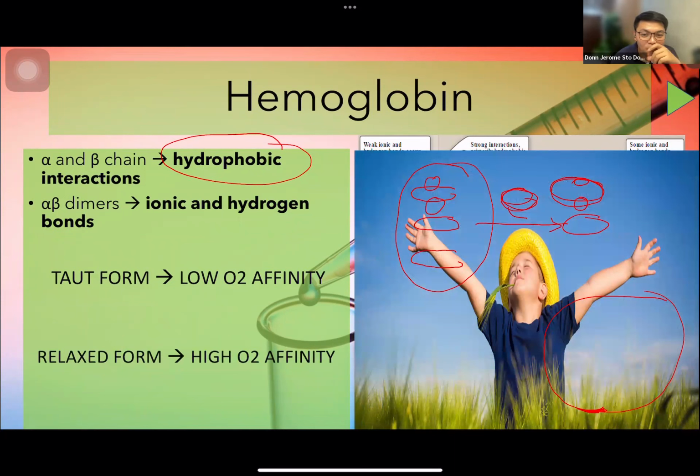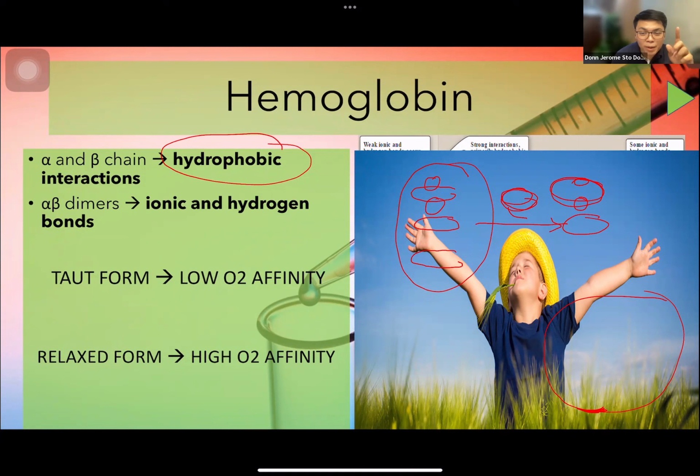So in short, the more polar bonds, the more ionic bonds you have, the more restricted your hemoglobin, the lower its affinity to oxygen. What's the form that will predominate? The taut form or the T form. The fewer polar bonds because of oxygen binding, the more movement your hemoglobin can do. So the relaxed form or the R form, the high oxygen affinity form, will predominate.